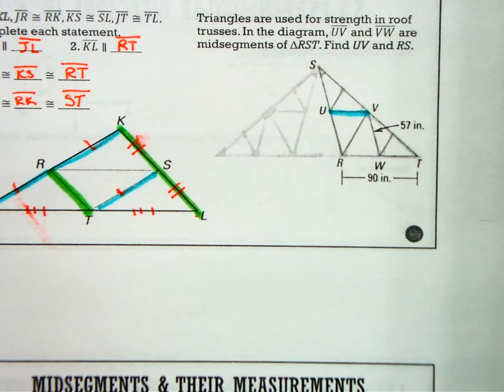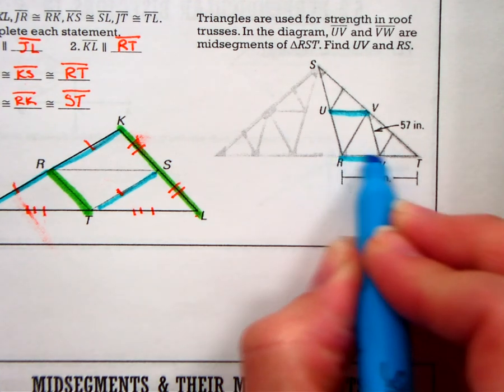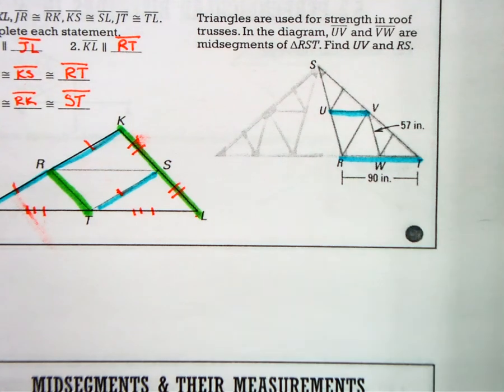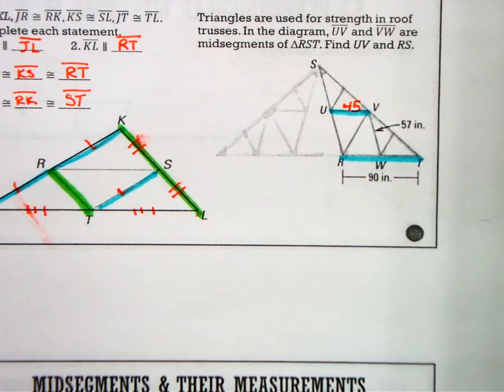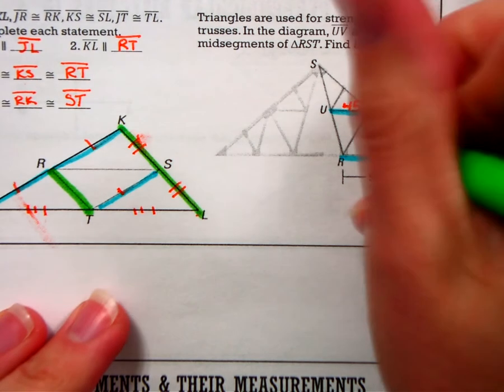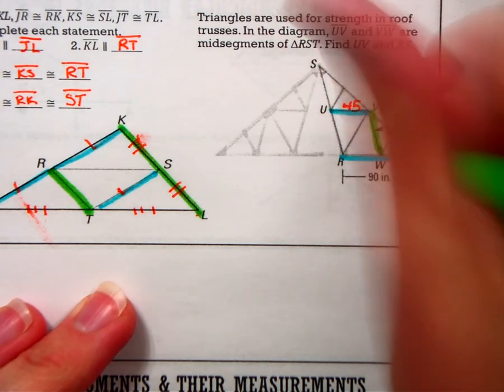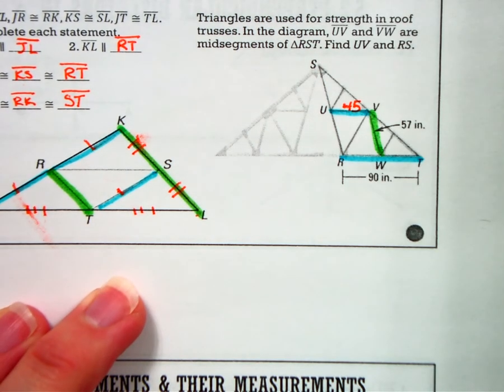Okay? So UV goes with which base? RT. I know that RT is 90. So what's UV? 45. So since they go together, you can find what that length should be. Okay, if you want it to be structurally sound, there you go. That needs to be 45. Okay, let's do the other one. VW. So VW, this time they gave us the little one. VW is 57. VW goes with which base?